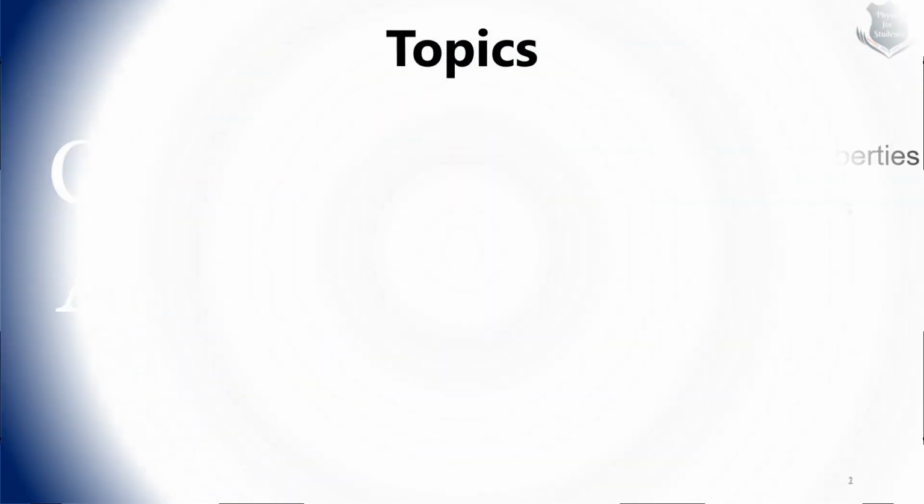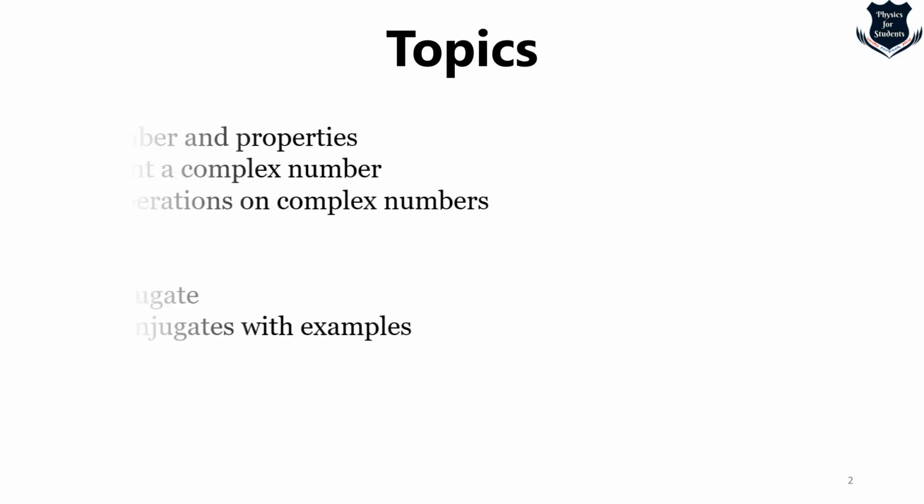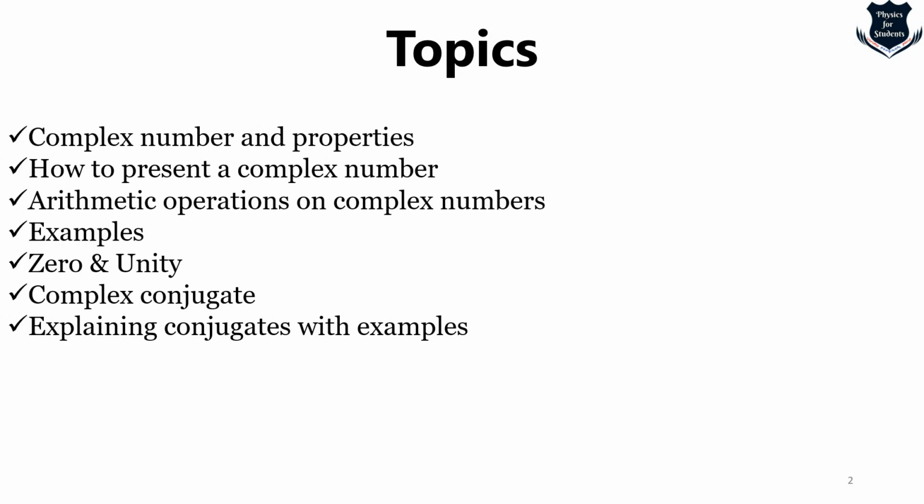Let us see what topics we are covering today. First we are covering what a complex number is and its properties. Then we will cover how to write or represent a complex number, the arithmetic operations on complex numbers with examples, what zero and unity are, and the complex conjugate, what we mean by that, explaining conjugates with examples.